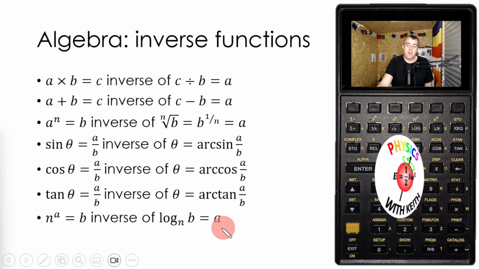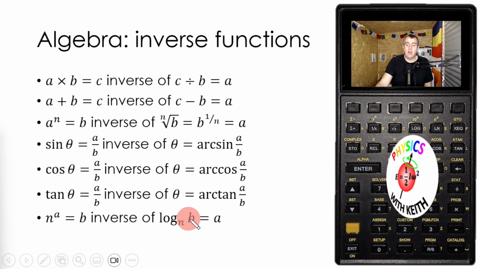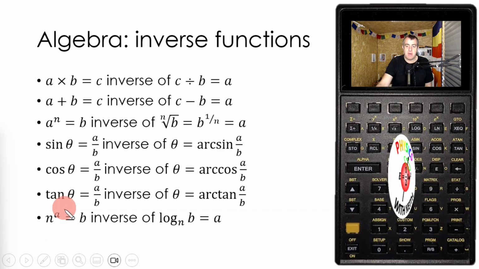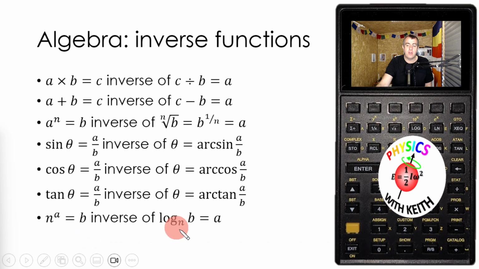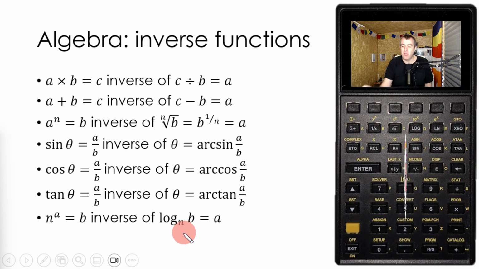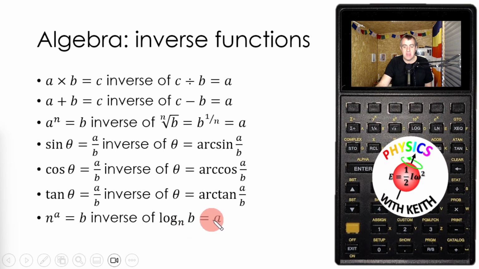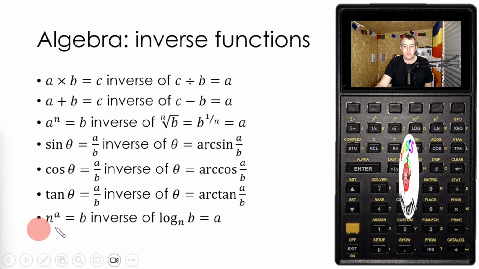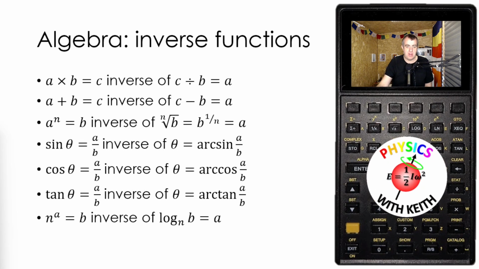And finally, one at the bottom here, which we'll have to go into in a little bit, is logarithms. N to the power of A equals B is actually the inverse of log with a base N of B is equal to A. Those two actually mean the same thing, but we'll need to handle logarithms separately.